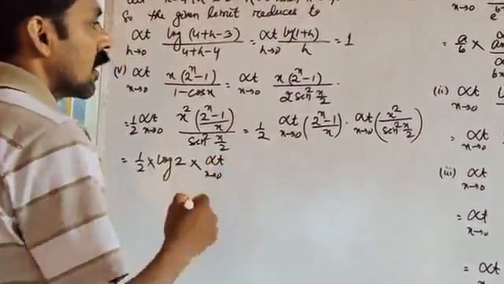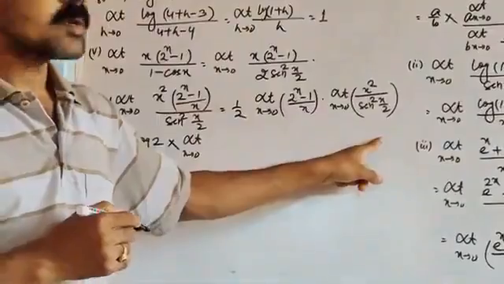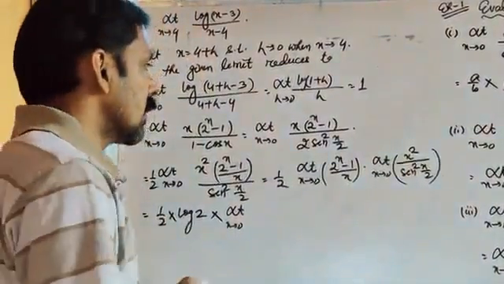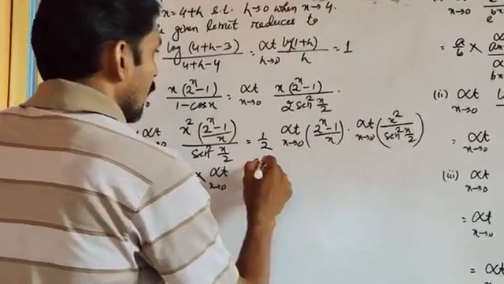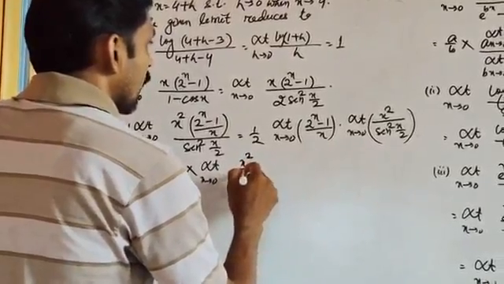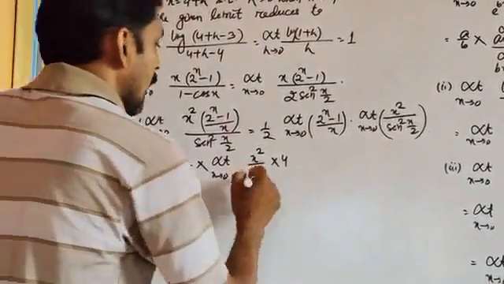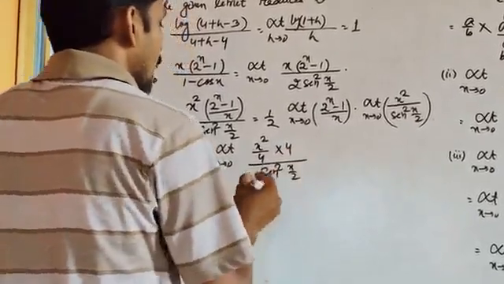Into. Now here what will we do? Limit x tends to 0. Here I have already told that this value and this value must be the same. So here x by 2 is there. Here x square is there. So here it is x square by 4, into 4. You multiply and divide by sin square x by 2.